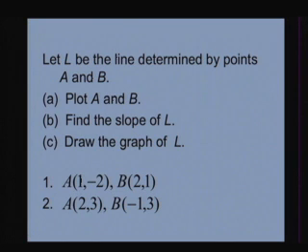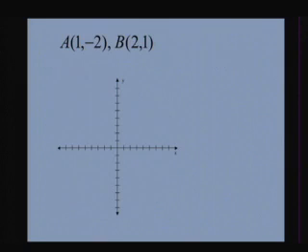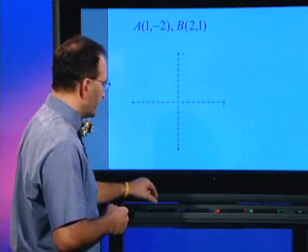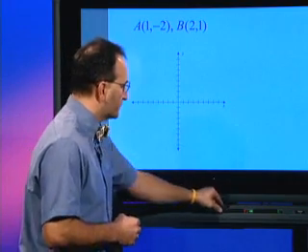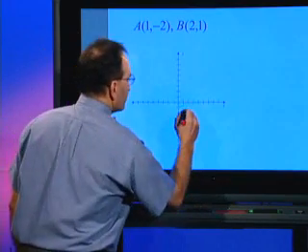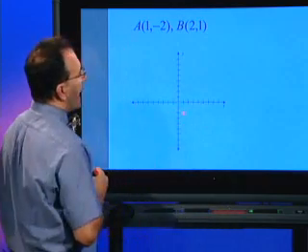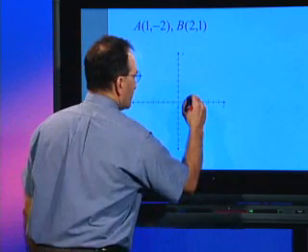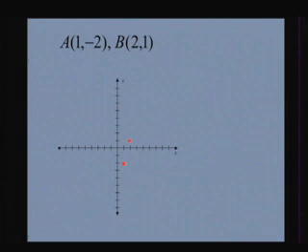Number one, we have the point A, which is 1, comma negative 2, and B, which is 2, comma 1. Our second example will be point A, 2, comma 3, and point B, negative 1, comma 3. So let's take the first one. The first thing to do is to plot those points. So let me plot 1, comma negative 2, which would be right here, and 2, comma 1, which would be right there. The next thing we were asked to do is to find the slope.